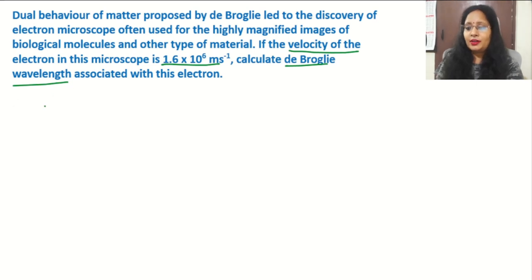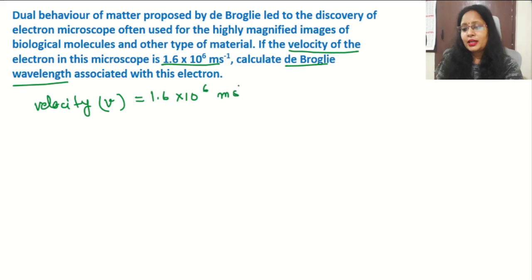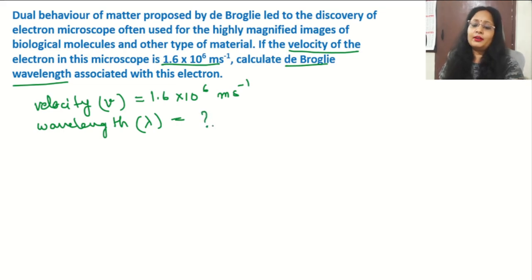Now first we write whatever is given. So velocity V is equal to 1.6 into 10 to the power 6 meter per second. Now wavelength, which is denoted by lambda, is not known and we need to find it. For the de Broglie wavelength, we need to write the de Broglie equation.